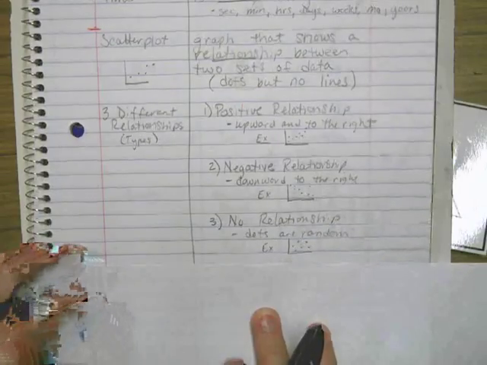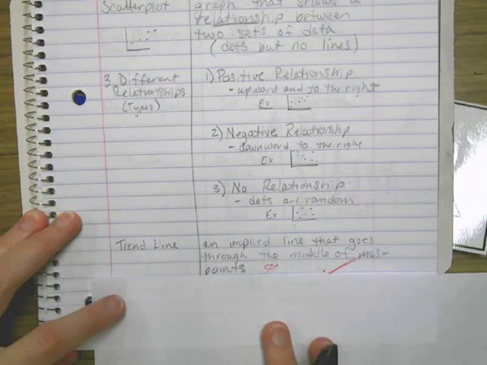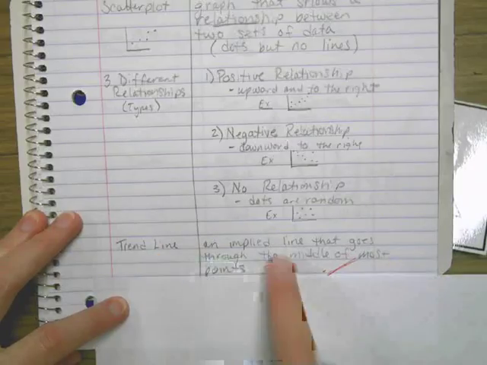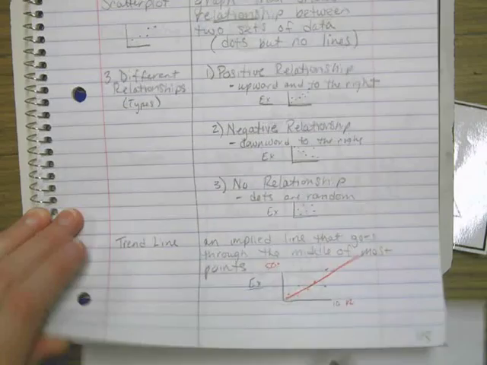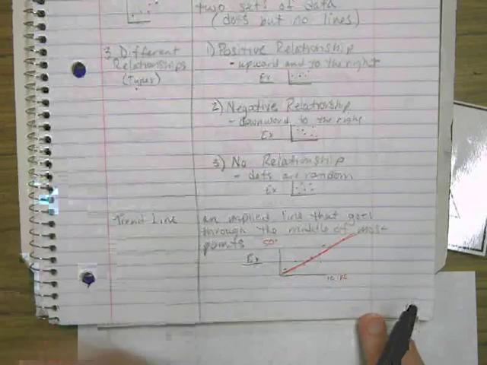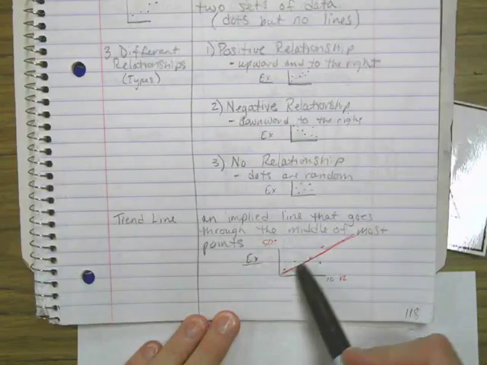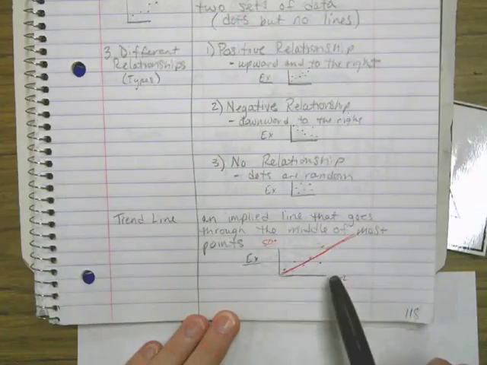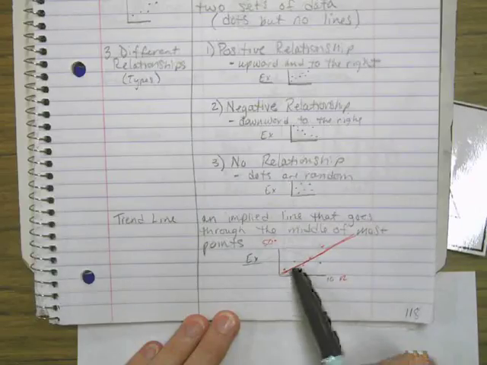Another part of a scatter plot that is extremely important to predicting what may happen is something called a trend line. A trend line is an implied line that goes through the middle of most points. So if your points are in any kind of a positive or negative relationship, you can start at your origin and draw a line, an imaginary line, that will go through about half of the points. So about half the points will be above the line, half the points will be below the line. That is called your trend line.